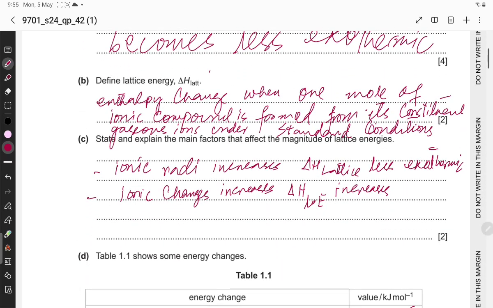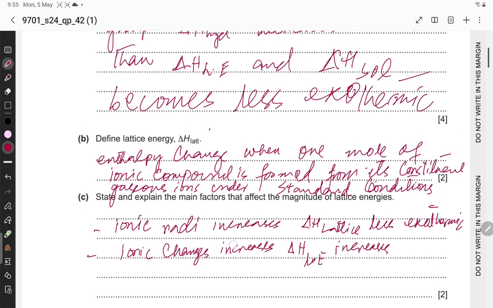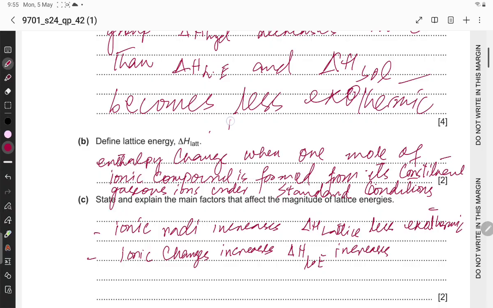Define lattice energy. It is the enthalpy change when 1 mole of ionic compound is formed from its constituent gaseous ions under standard conditions. For example, this is sodium ion gaseous, plus chloride ion gaseous, to form sodium chloride. So this is the enthalpy change of lattice, delta H lattice.